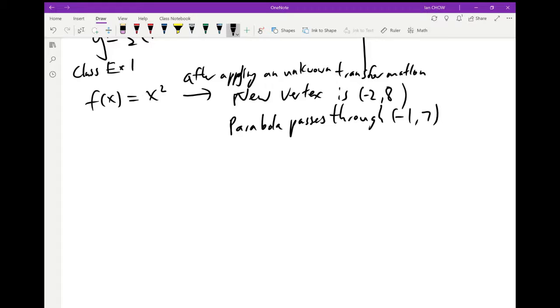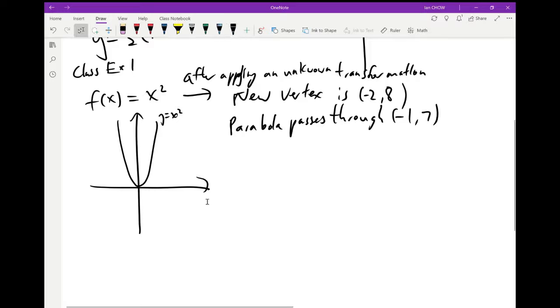So what does that mean? If we look at this original parabola of y equals x squared, it applied some sort of transformation in which the new vertex is going to be at negative 2. So I'm going to go 2 spaces here. So this will be negative 2. And then it goes up to positive 8 over here. So this point over here is going to be our new vertex.